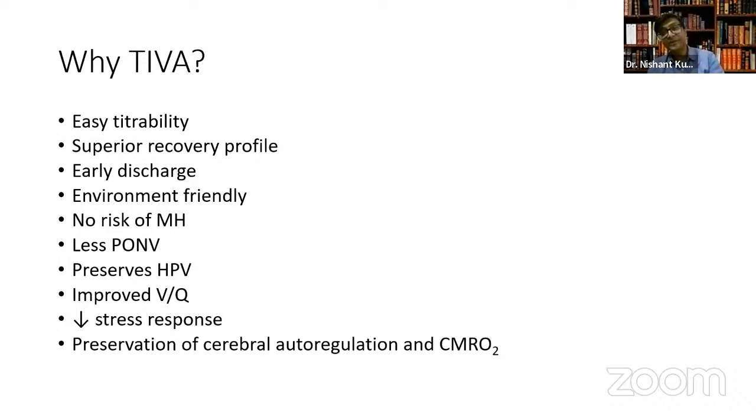As Batul had said in her introduction, there is no risk of malignant hyperthermia and very less risk of postoperative nausea and vomiting, which is the most common cause of overstay and return to the hospital after surgery. In thoracic surgeries, it preserves hypoxic pulmonary vasoconstriction, improves the VQ mismatch, and decreases the stress response, and in neurosurgeries, it preserves cerebral autoregulation and CMRO2.